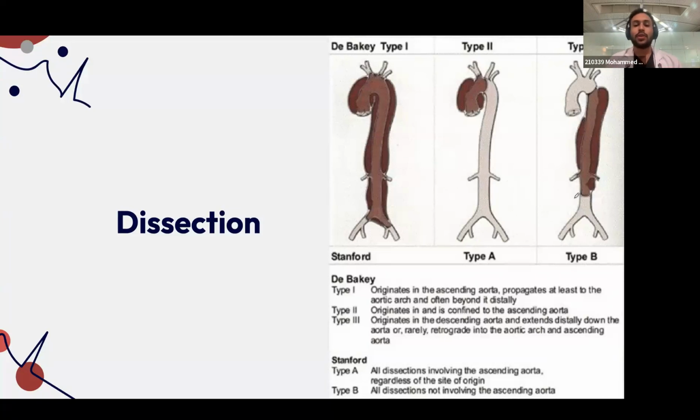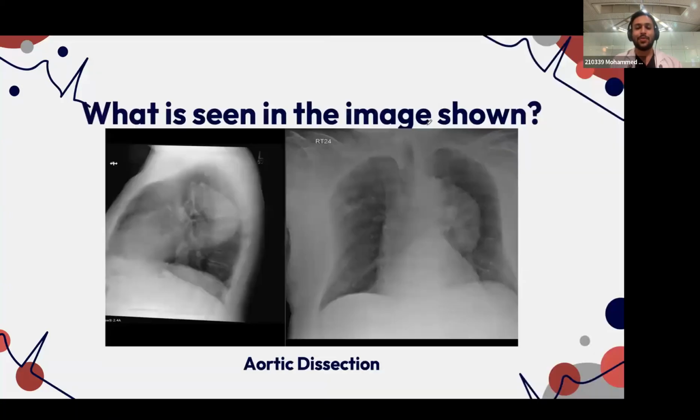Okay. So now, if I say something is the Bakey type 2, Stanford type A, where is the dissection, without looking at the thing? Ascending aorta. Okay, it's ascending only. If it's type 2 and Stanford A, it's ascending.